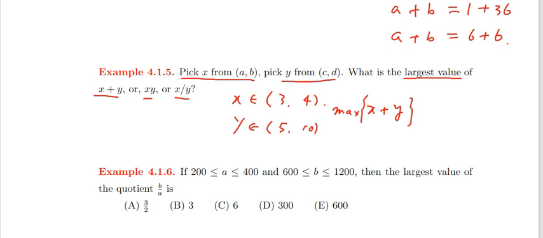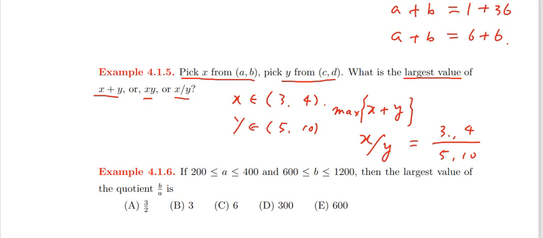So how about this one? X over Y. So here we just check it out. X can be 3, 4. Y can be 5, 10. So those X over Y can be 3 over 5 or 3 over 10, right?